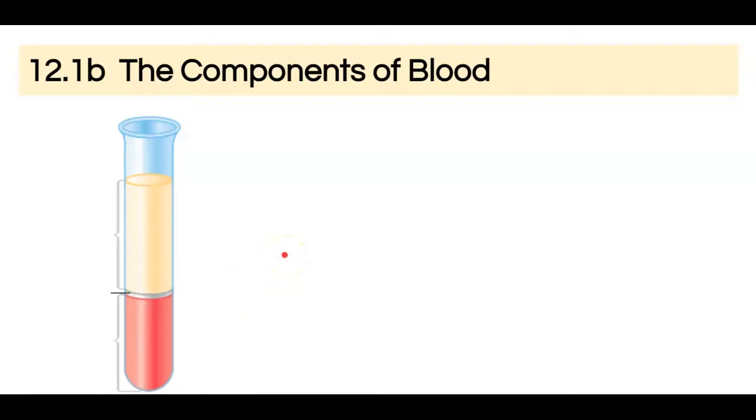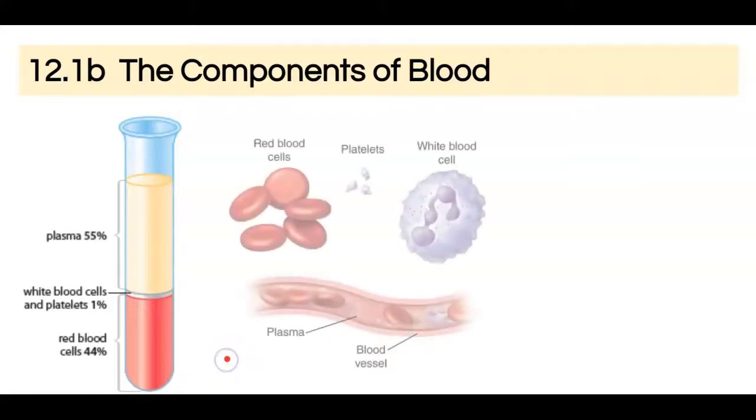But what are these components? Let's see how many of the components of blood you could remember. So we have plasma, white blood cells and platelets, and red blood cells. So I'm guessing you probably got maybe 2 or 3 out of 4. Congrats to you if you got all 4. But let's just talk briefly about all of them.